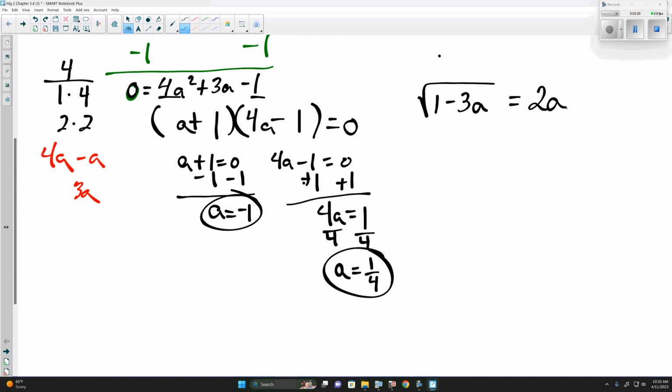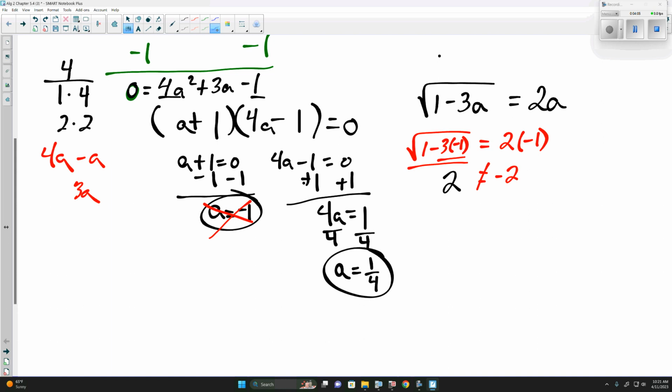Now we can check both of these here. So if we check negative 1, square root of 1 minus 3 times negative 1 is equal to 2 times negative 1. Well, on the right-hand side, we have negative 2, so most likely this is not going to work. And if we simplify the radical on the other side, we would have 2 is equal to negative 2. So a equals negative 1 doesn't work. Because with the radical, 1 minus 3 times negative 1, the negative 3 times negative 1 would make 3, plus 1 is 4, gets us this here.